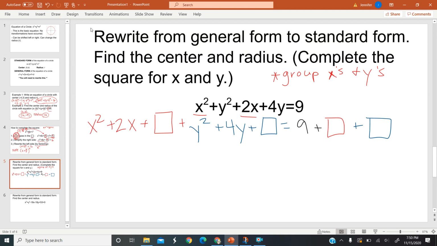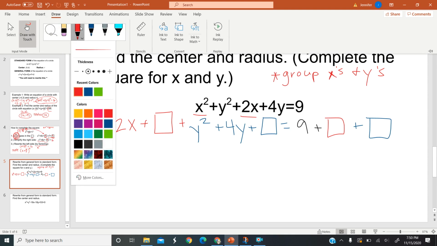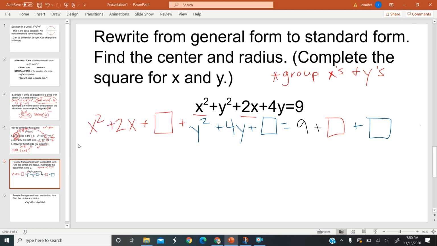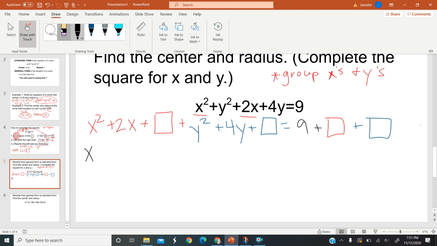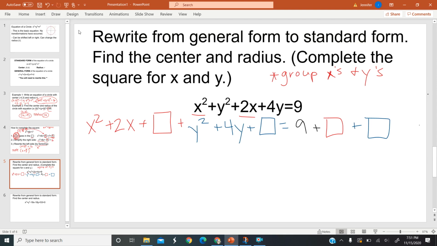So I tried to color code that here, so hopefully that'll help a little bit. So then I'm just going to go back to using black for my ink. Actually, let me not do that yet. Sorry. So first I'm just going to figure out what to put in the blanks. So for my x blank, I would have b divided by 2 squared. So that would be 2 divided by 2 squared, which is just 1 squared, which is just 1. So for my red blank or my x blank, I'm just going to add a 1, and I need to do that on both sides.